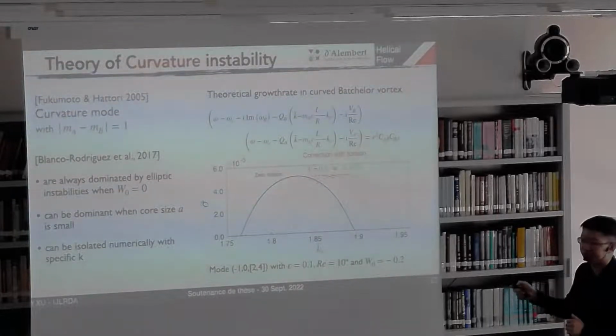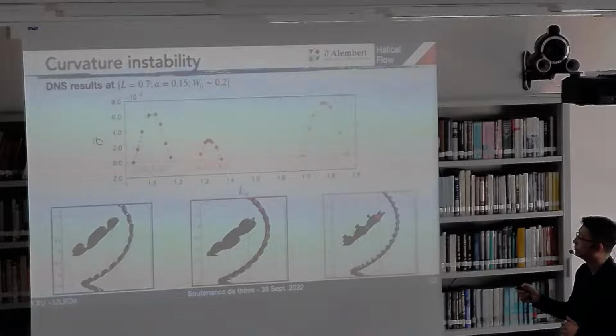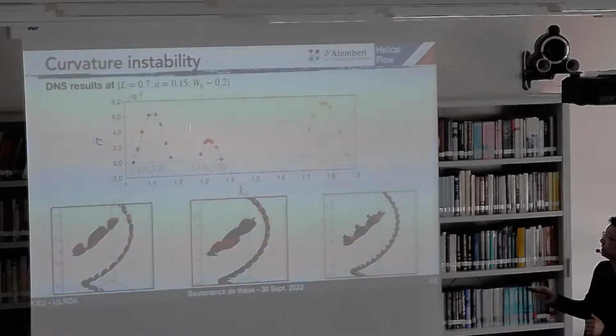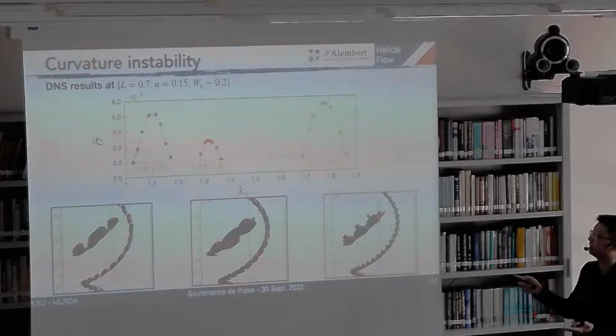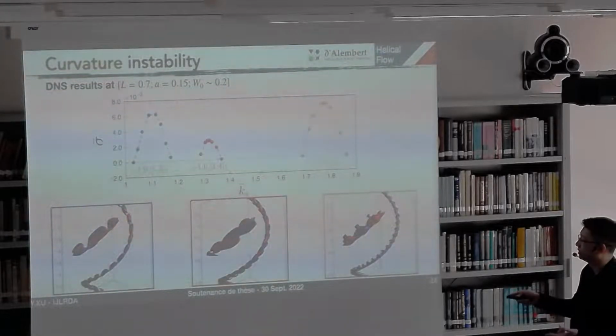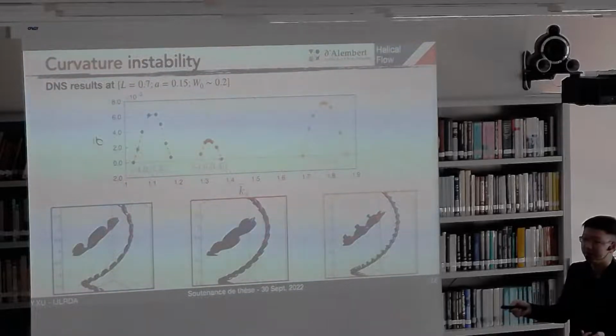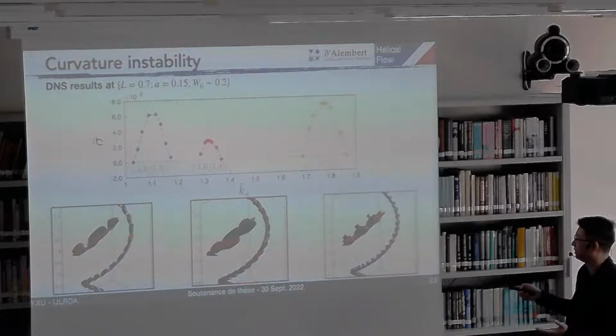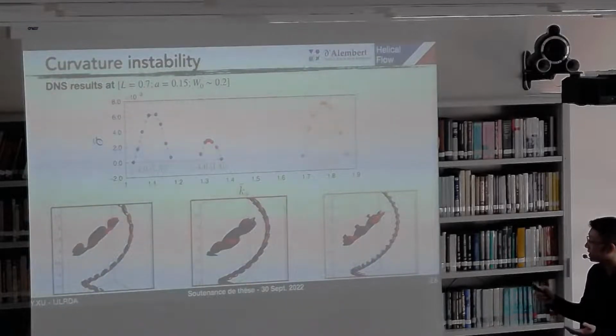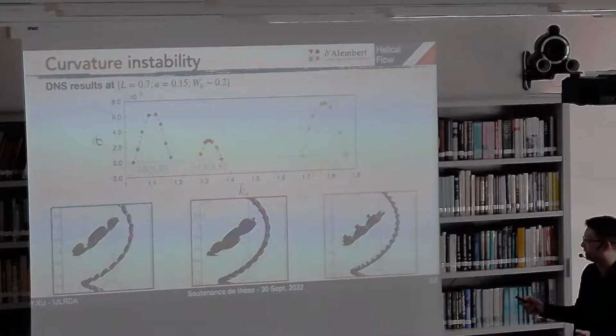And it's dependent on different pitch. So this is all we found. We did a global scan for the base states L equals 0.7, R equals 0.15, and the axial velocity equals 0.2. These are 3 modes we have found, and these are the corresponding 3D structures. Compared to the elliptical shape, we didn't find these modes have a more complex structure. Also, these 3 modes are also predicted by the theory by Blanco-Rodríguez and Le Dizès.